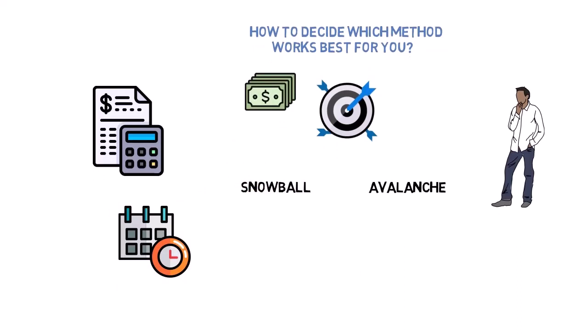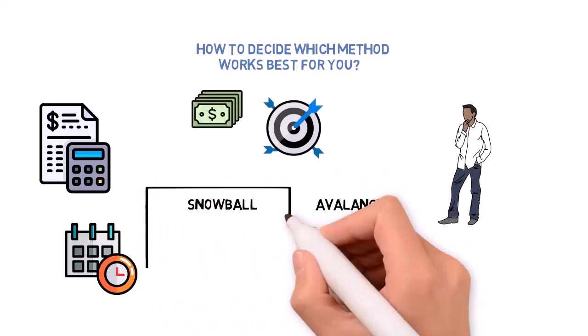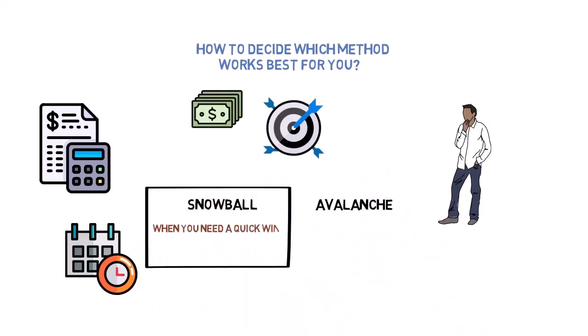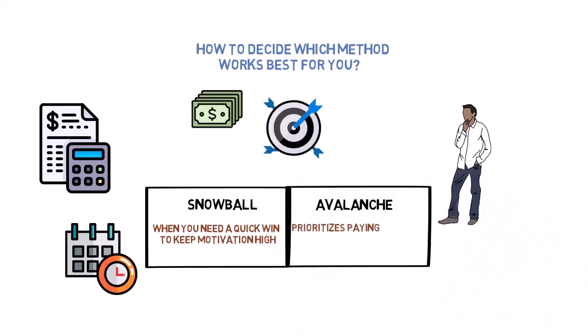Deciding which debt payoff method is best for you depends on your financial situation and goals. The Snowball Method works well when you need a quick win to keep motivation high, while the Avalanche Method prioritizes paying off higher interest debts first. Ultimately, it's important to find a balance that works for you and stick with it until all of your debts are paid off.